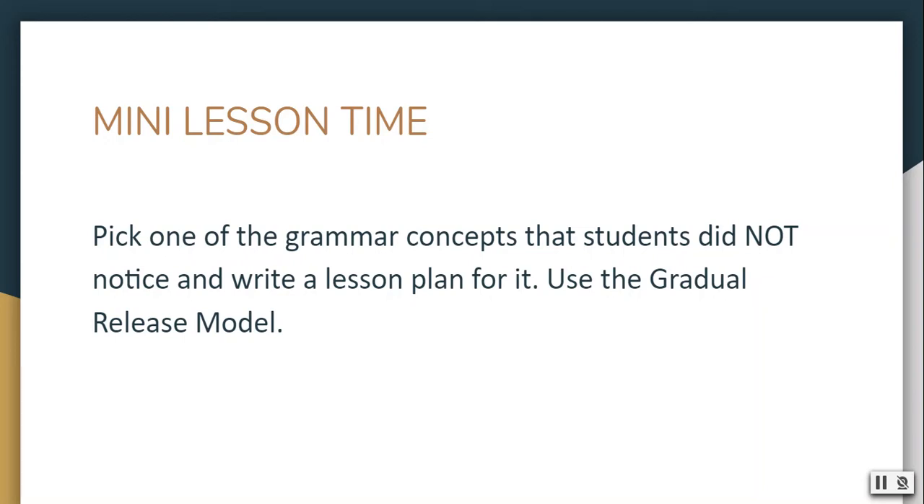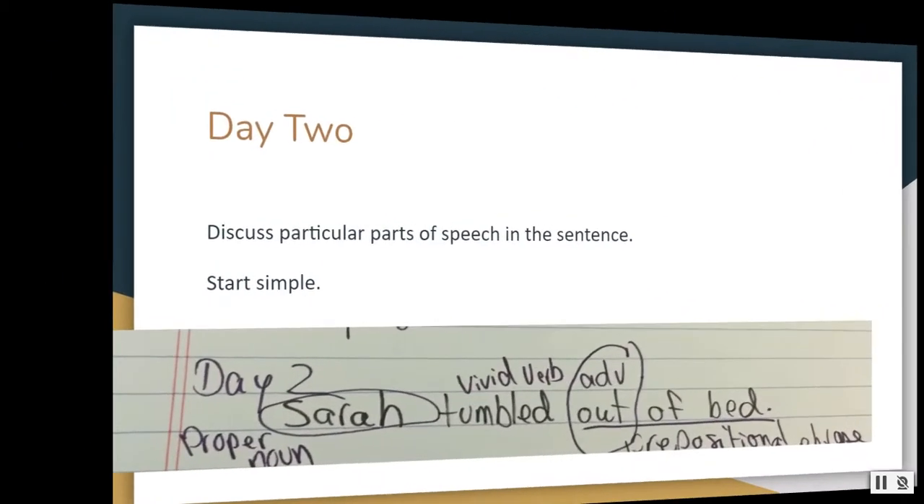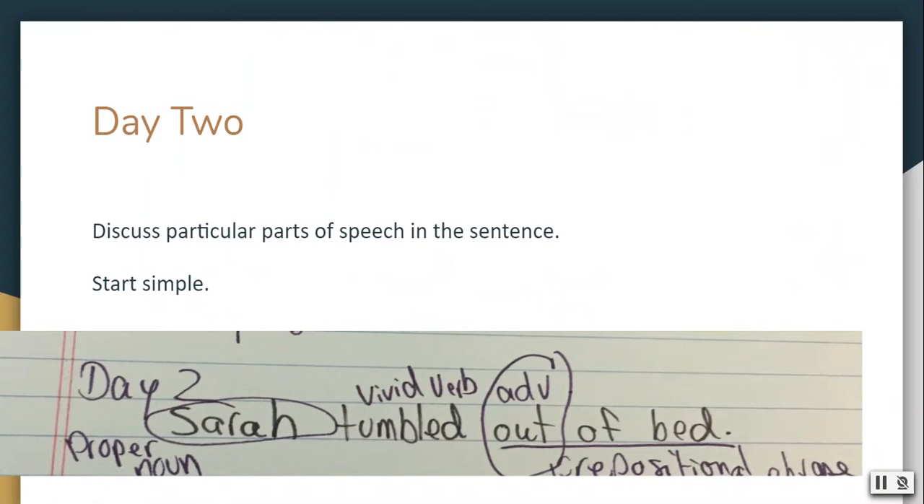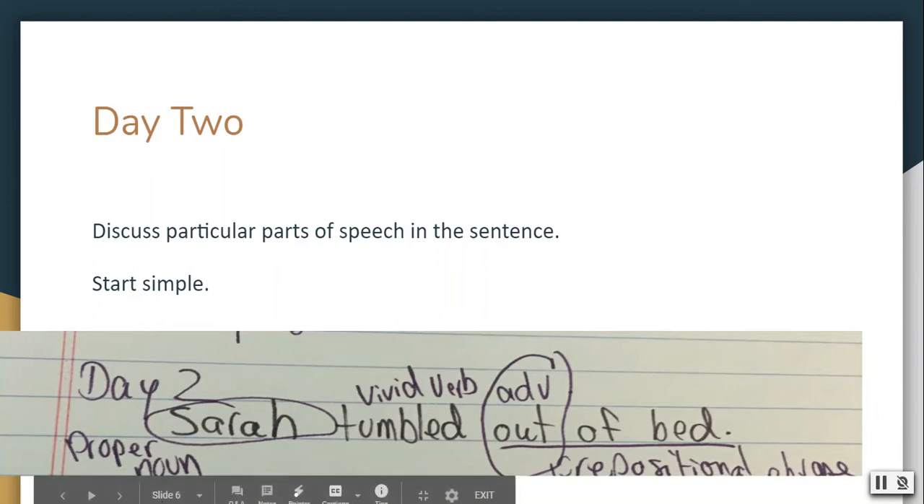Okay, we're going to fast forward in time. We're going to pretend you've already written and submitted your mini lesson, and this is how you would keep teaching mentor sentences in the classroom. After your mini lesson, you would go into day 2, and this teaching model sets itself up perfectly for the 5-day school week. On day 2, you discuss particular parts of speech in the sentence. Here we identify that Sarah's a proper noun. We label the vivid verb. We label the out as an adverb, but it's also a prepositional phrase.